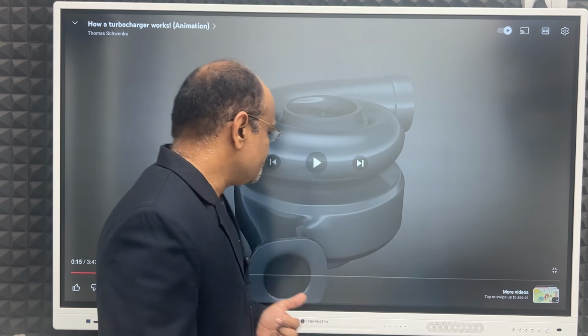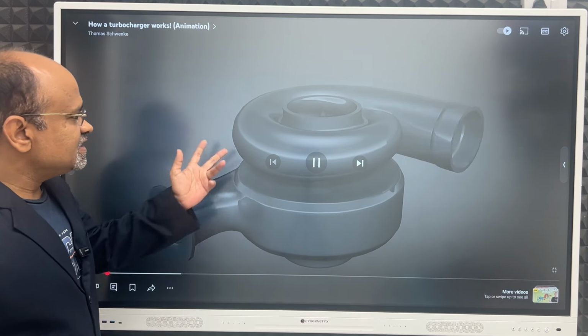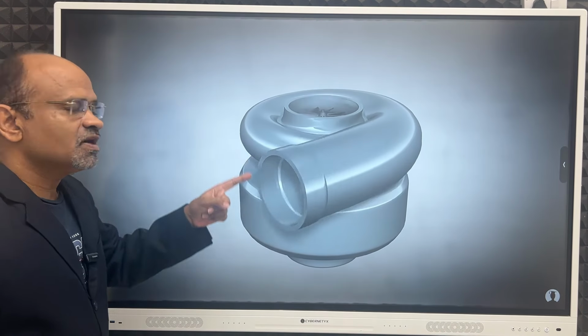In the last lecture, we have seen the functions of the air intake system. In that, a very important part is the turbocharger. Now we will see how exactly this turbocharger functions. Okay, come. See, this is the construction of a turbocharger.